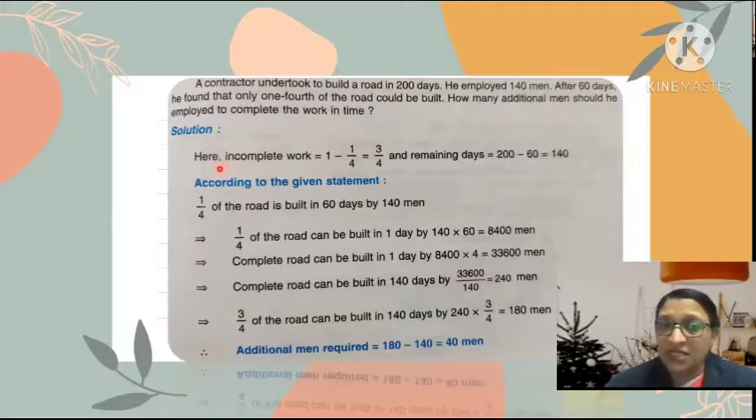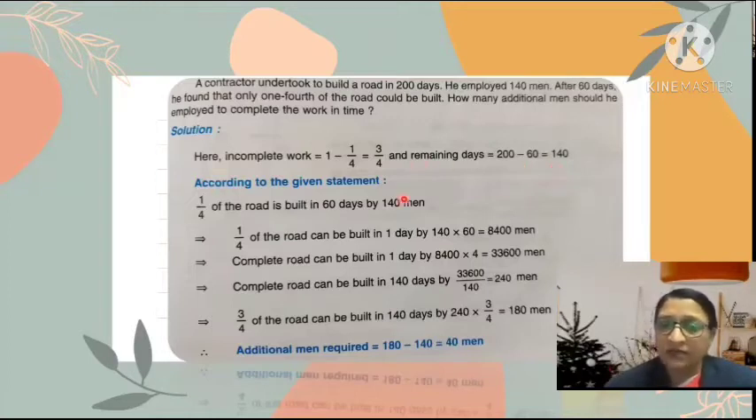incomplete work means remaining work. We will find it from the whole work and completed work. That is 1 minus 1 by 4. 1 is the whole work and 1 by 4 is the completed work. So we will get here 3 by 4. This is the incomplete, remaining work. The number of days remaining after 60 days from the given period of time is 200 minus 60 equal to 140 days we have in hand.